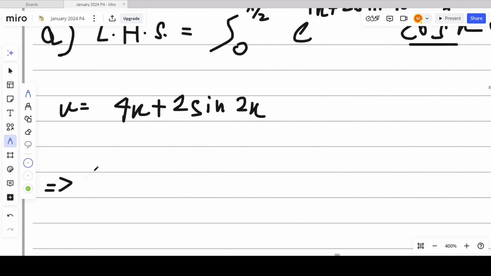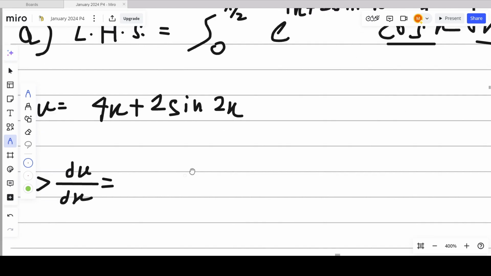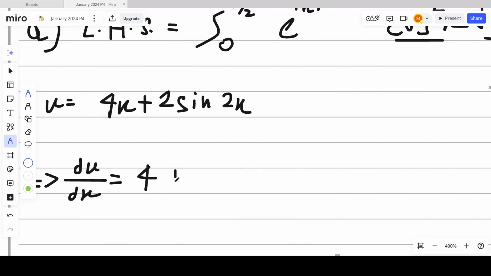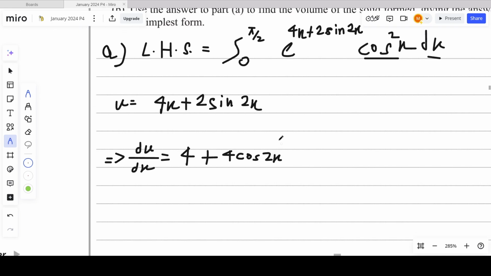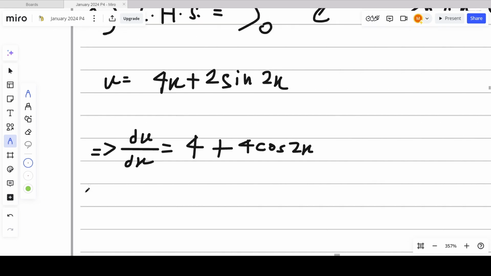What we can do is differentiate. Why am I differentiating? To get a substitute for dx. So du over dx would be 4 plus 4 cos 2x, the derivative of u. Now we can make dx the subject from there.